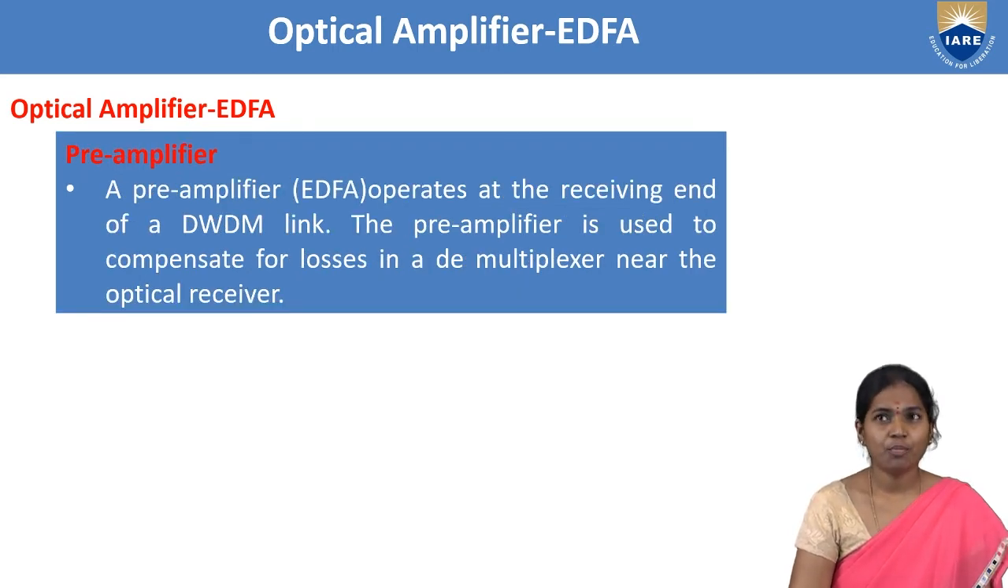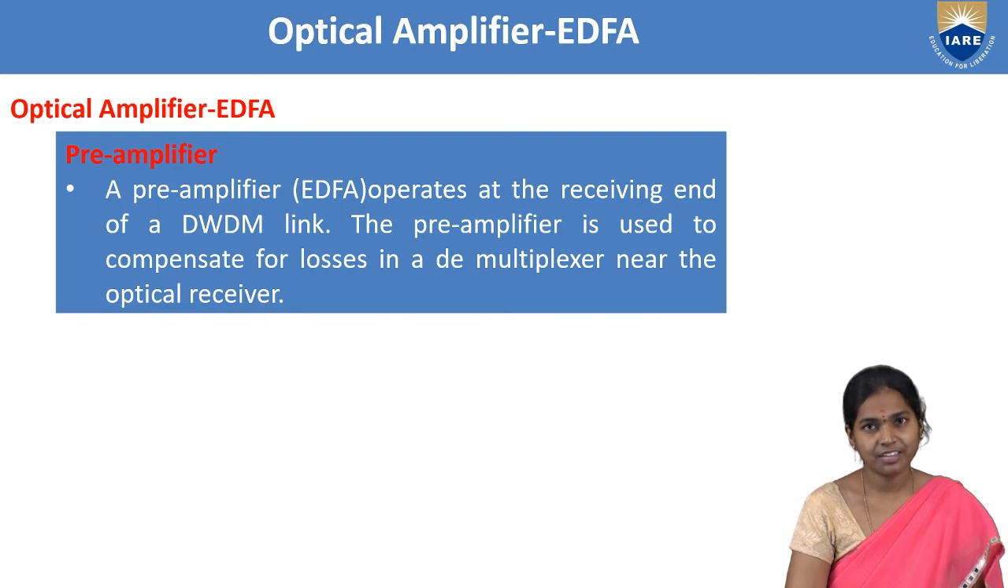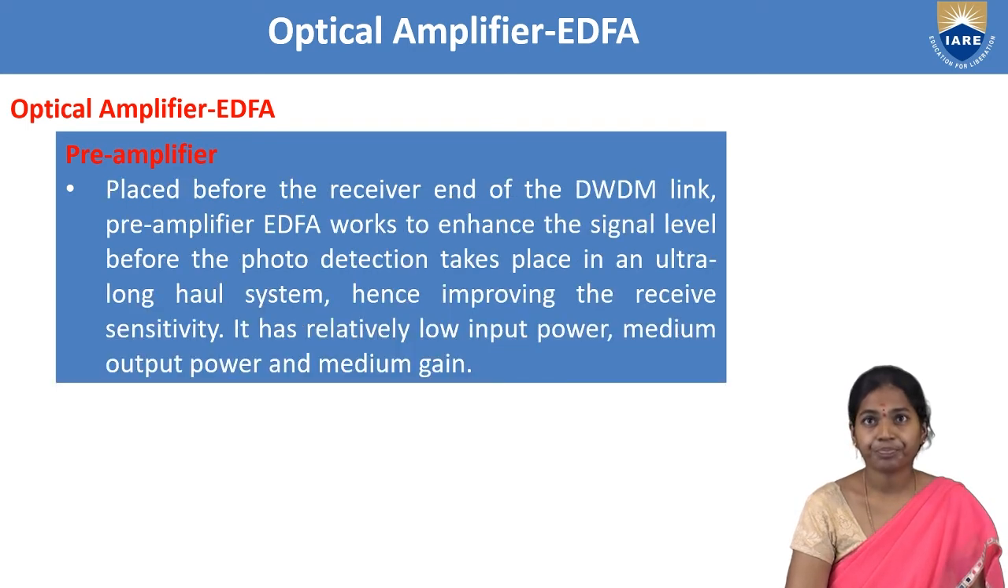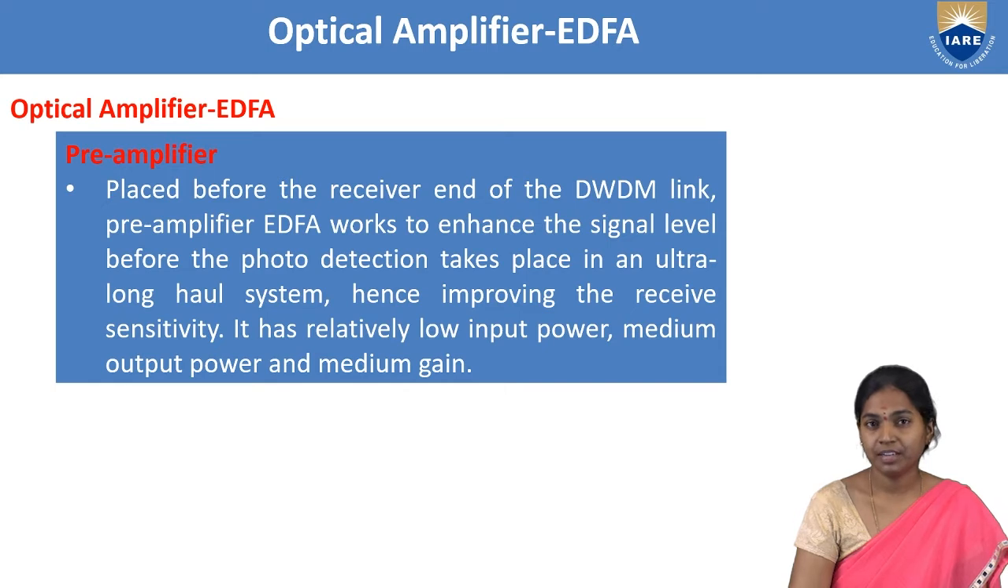And the preamplifier operates at the receiving end of a dense wavelength division multiplexing link. The preamplifier is used to compensate for losses in a demultiplexer near the optical receiver. Here, preamplifiers are placed at the end of the receiver, before the receiver at the end of the dense wavelength division multiplexing link. The preamplifier EDFA works to enhance the signal level before the photodetector takes place.